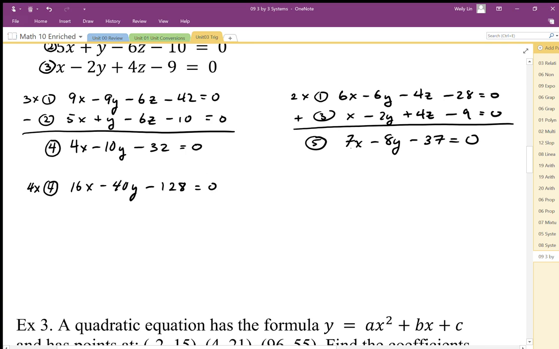Here I need to multiply by 5. So 5 times equation 5 is going to give me 35x minus 40y minus, and then 5 times 37. What will that be? 5 times 30 is 150. 5 times 7 is 35. So I get 185 equals 0.